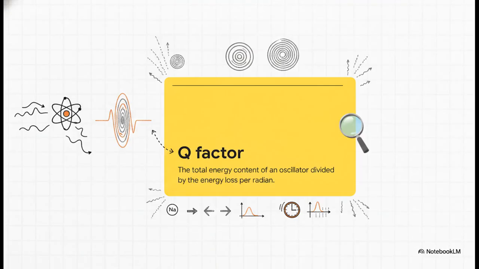Now, because of this radiation resistance, an oscillating electron isn't going to just vibrate forever. It slowly loses juice. We measure this decay using something called the Q factor, which is basically the total energy of the system divided by the energy lost per radian of oscillation. Take a freely emitting sodium atom, for instance. It'll typically oscillate for about 10 million radians before its energy really drops off. And the craziest part, that entire process takes just 10 to the -8 seconds.